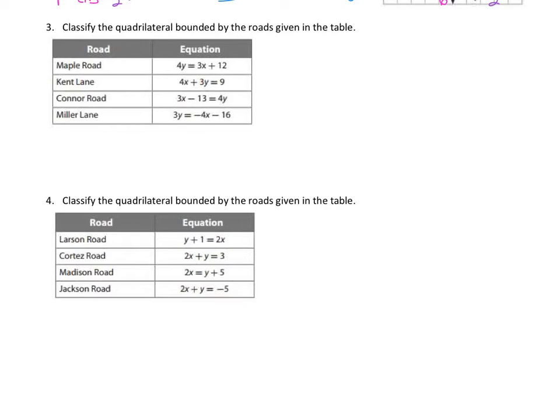The same thing is going to happen on these two questions. We need to classify the quadrilateral by the equations that are given to see if we have a parallelogram or if we have a rectangle, so we have perpendicular slopes or sides. So we need to find the equations of all four of these lines. In this first one, when we solve for y by dividing everything by 4, we end up with a slope of 3/4. In this next one, I want you to tell me what is your equation in slope-intercept form, and then what is your slope for Kent Lane.